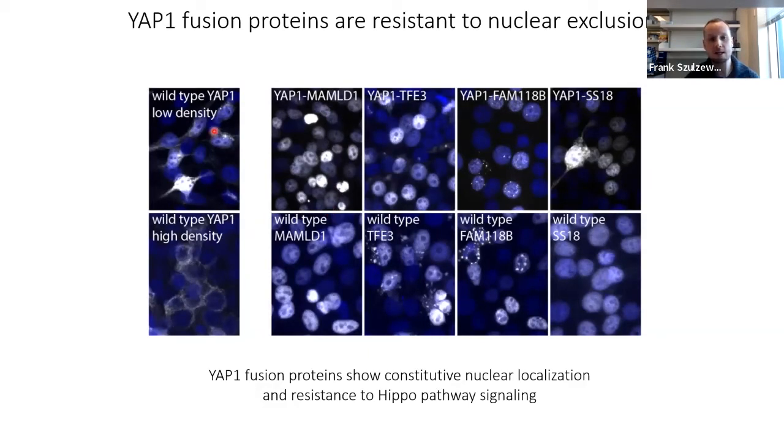And we think that's in part due to constitutive nuclear localization of these fusions. We transfected HEK cells with these different constructs and then cultured them at different cell densities. And you can see here that wild-type YAP1 at high densities is excluded from the nucleus. However, all of these fusions are retained, stuck in the nucleus. And this is likely due to the function of the actual wild-type C-terminal partners.